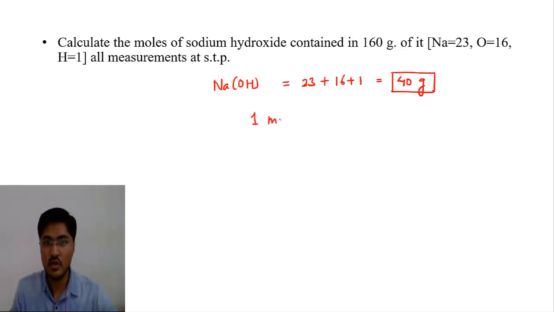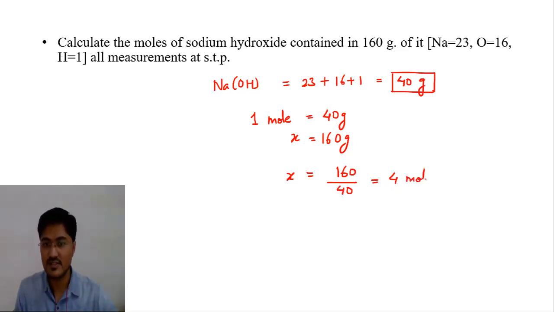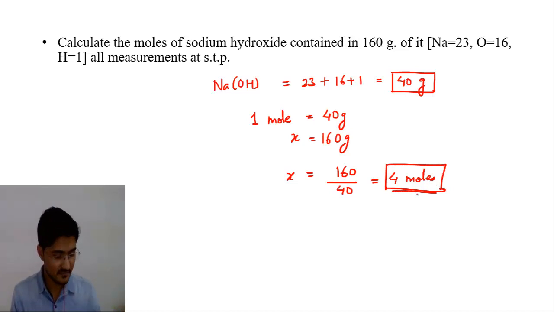Now we know 1 mole will contain 40 grams, and we have been asked how many moles 160 grams will occupy. So that becomes very easy. 160 by 40, which is 4 moles. So that's your final answer. Now let's look at the next question.